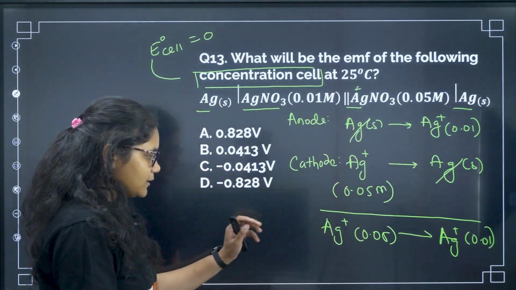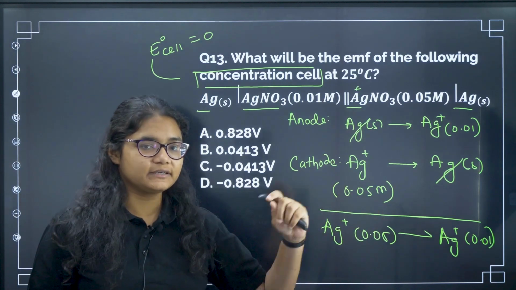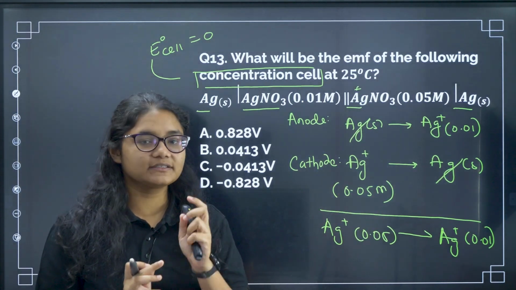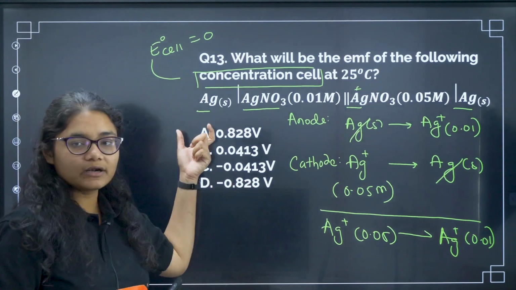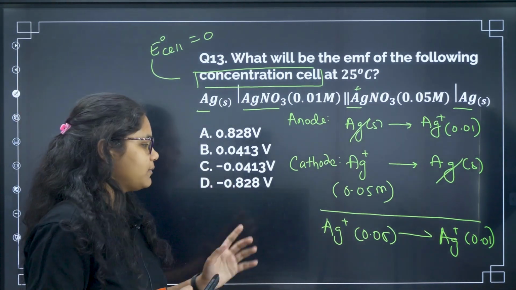Okay, so the point of writing this is you should clearly know which concentration is coming on the product side and which concentration is coming on the reactant side, because in the Nernst equation we have product by reactant, right? So that is why we should write this reaction, to remember that.